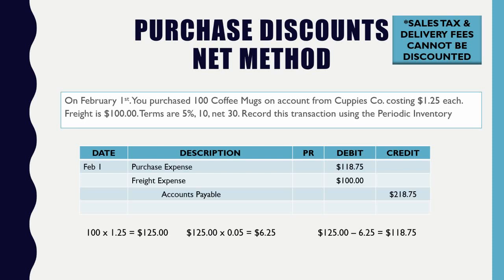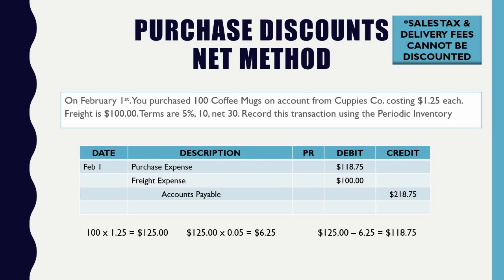So in this case, purchase expense, freight expense, and your accounts payable. I'm going to take the discount immediately. I purchased it for $125, minus the discount, which is $6.25. So therefore, I should owe $118.75, plus the freight of $100. You can't take a discount off of freight, so it's tacked on as a separate cost. So in this case, I only owe $218.75.